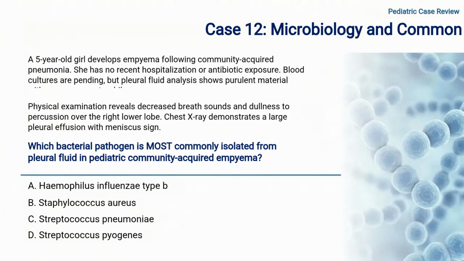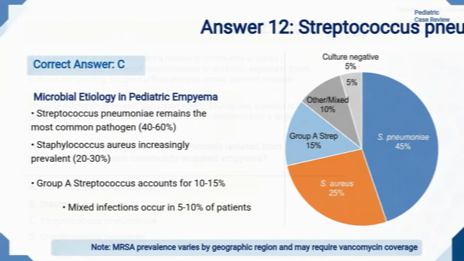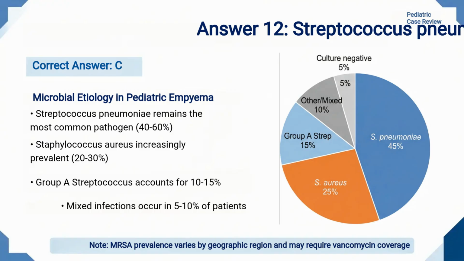Which bacterial pathogen is most commonly isolated from pleural fluid in pediatric community-acquired empyema? Option A, Haemophilus influenzae type B. Option B, Staphylococcus aureus. Option C, Streptococcus pneumoniae. Option D, Streptococcus pyogenes. The correct answer is option C, Streptococcus pneumoniae.